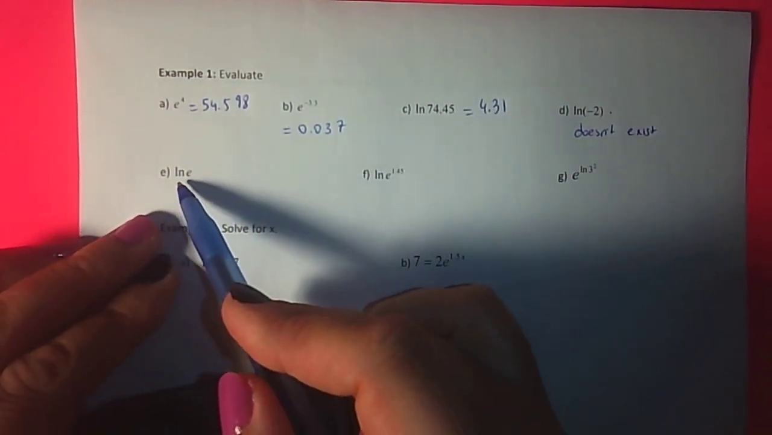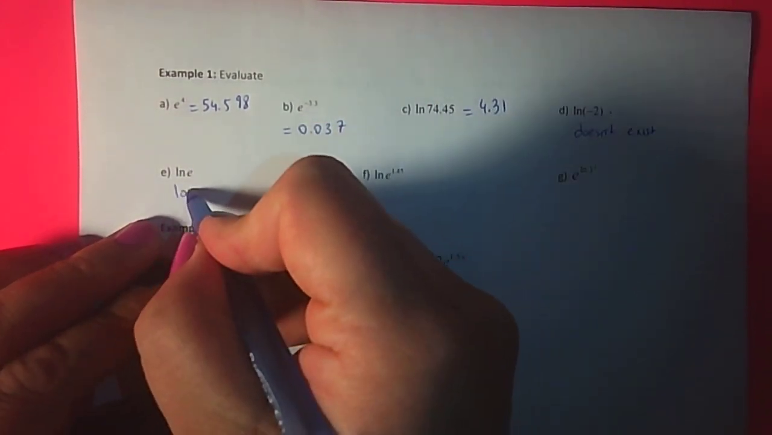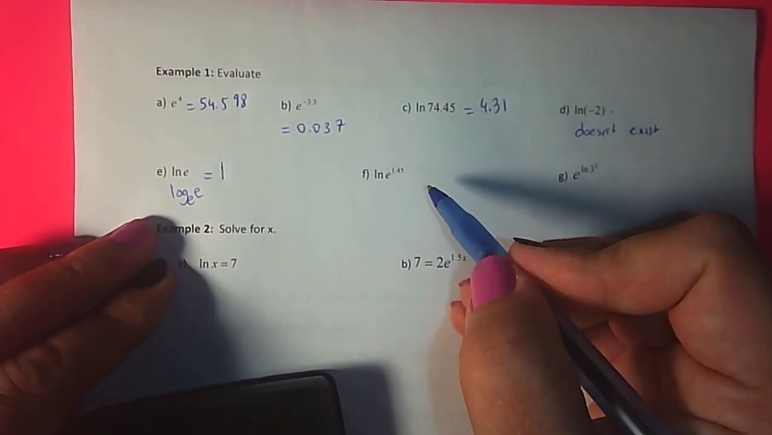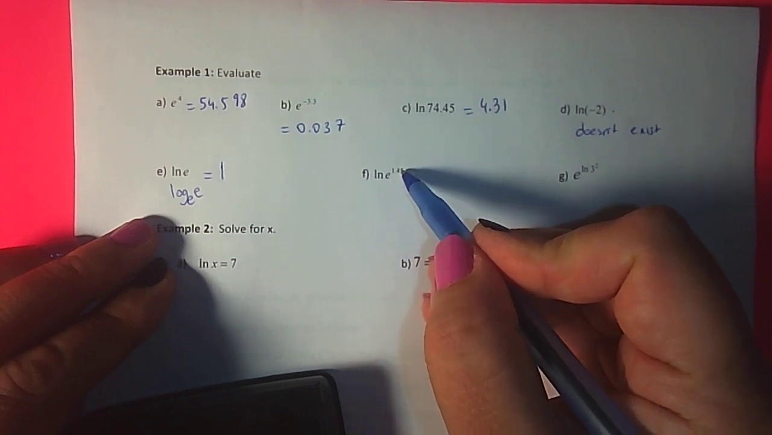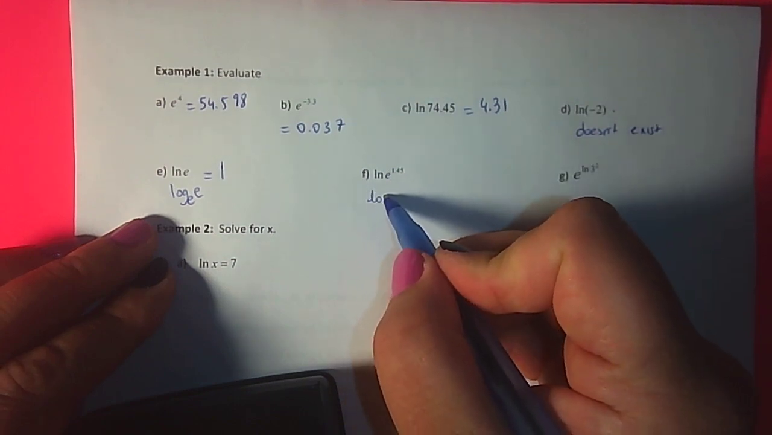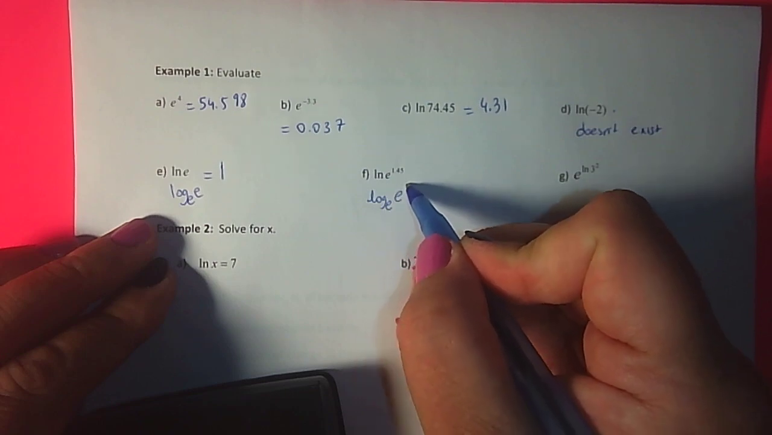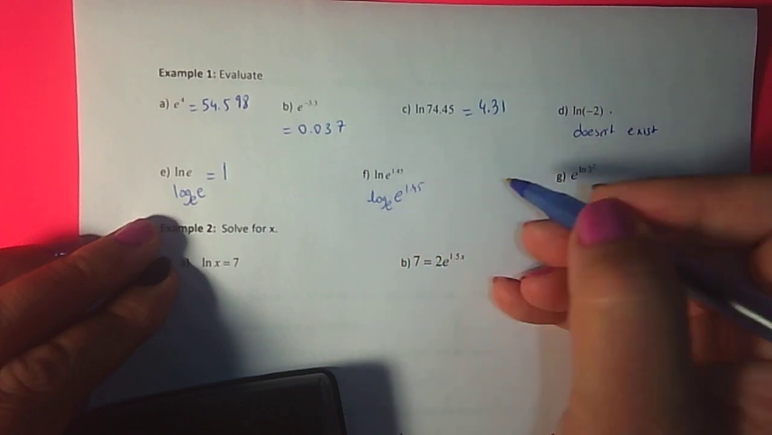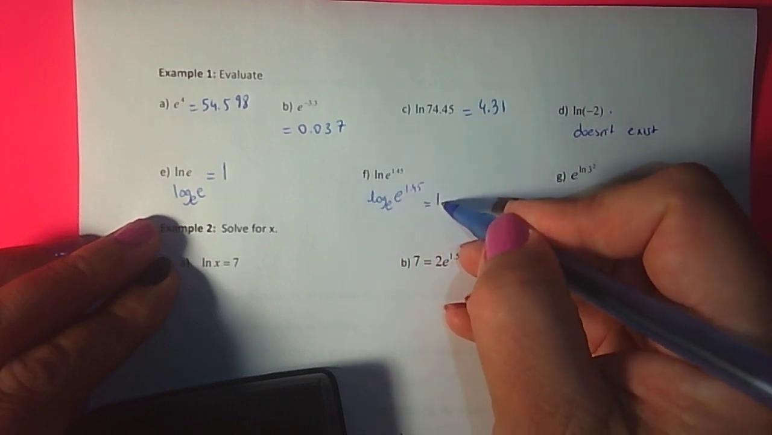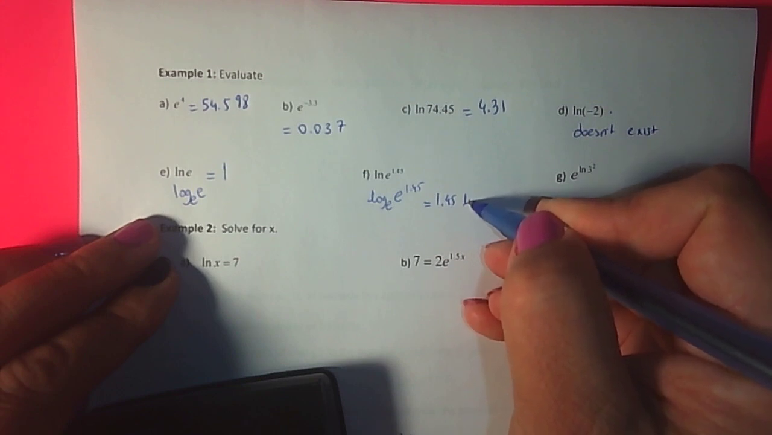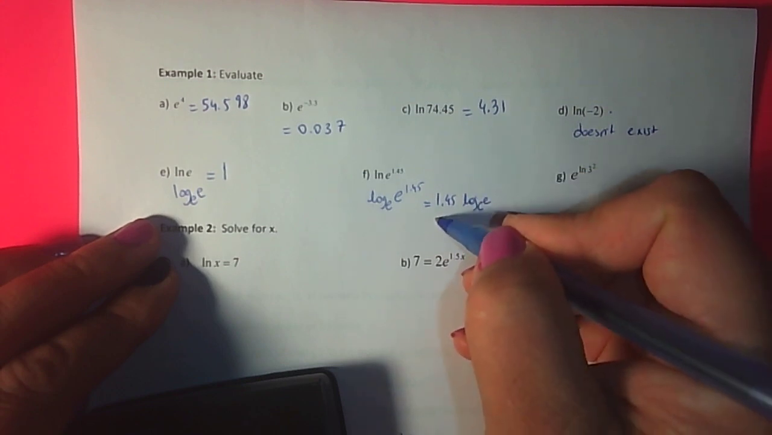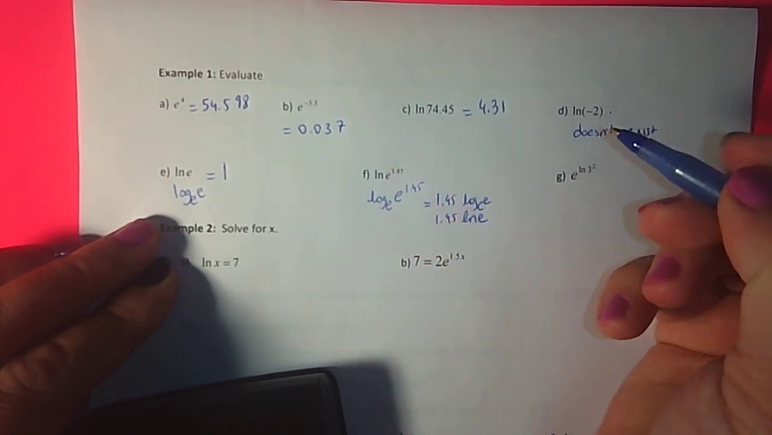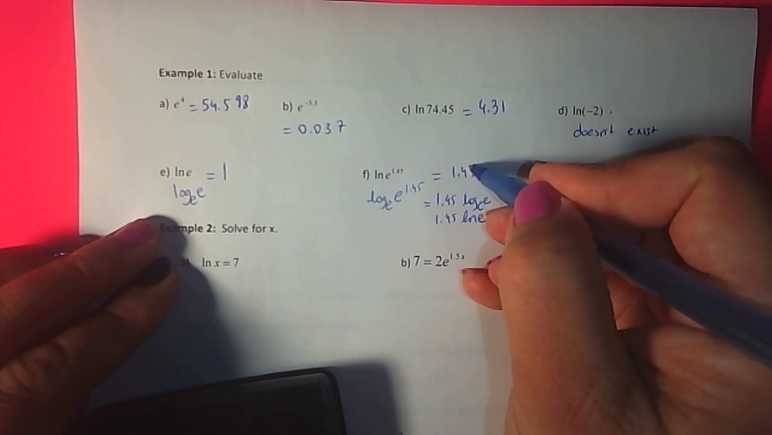Okay, so ln e, we already learned that this is the same as log base e of e, and this is equal to 1. How about if we have ln e to the power of 1.45? Again, using the power rule of the logarithm, this can be written as 1.45 times log base e of e, or 1.45 times ln e, and ln e is 1, so we end up with 1.45 here.